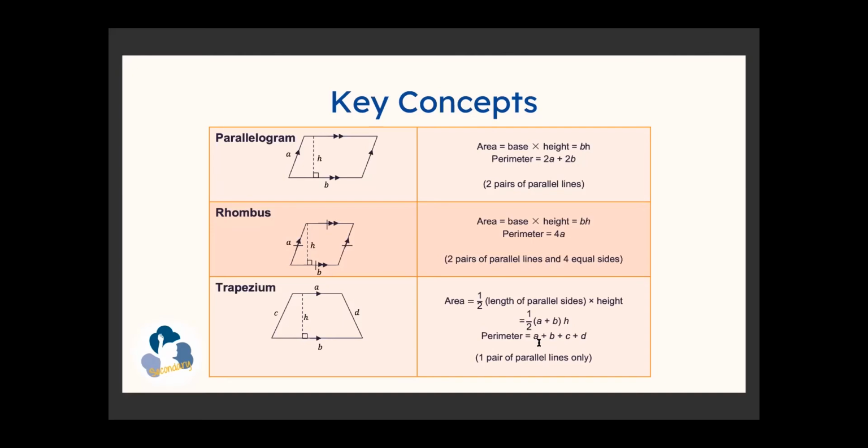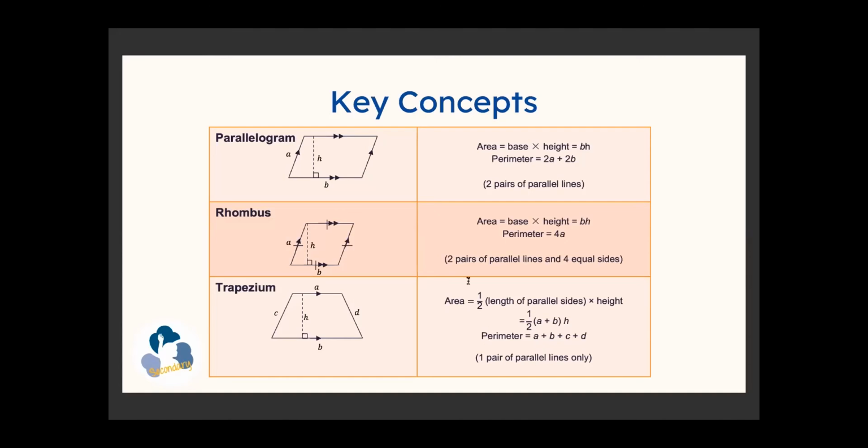Rhombus. A rhombus is a flattened square. So the area is also base times height, just like a square, because for a rhombus all 4 sides are equal. To find the perimeter, you just take 4 times the length of one side.